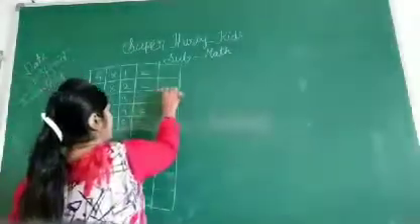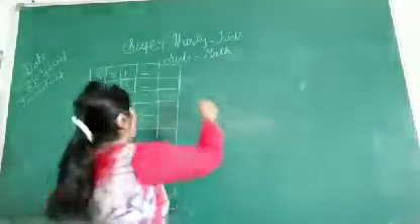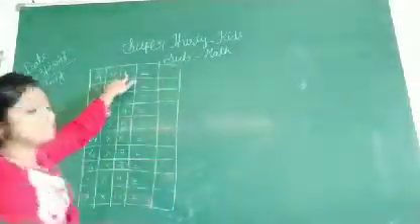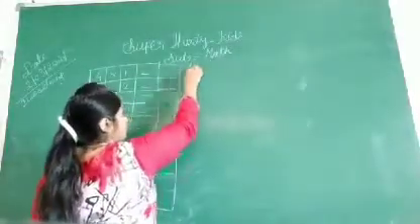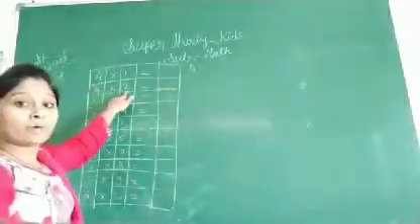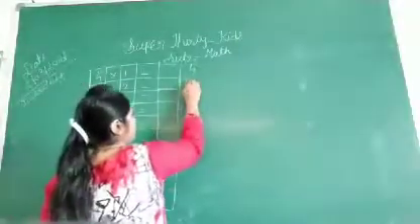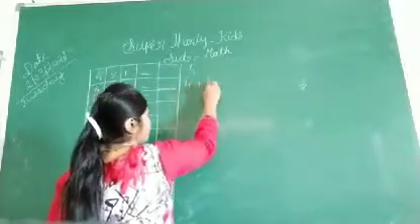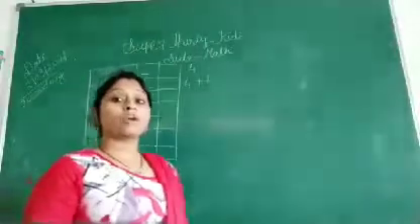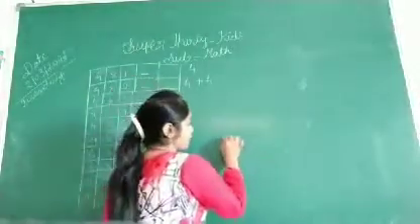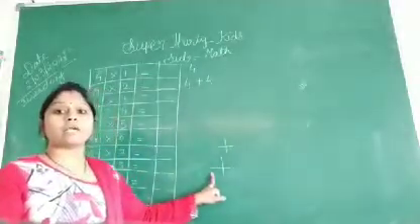Now we will make table of 4 through the addition. Here is only one number, so I write here 4. Here are 2 numbers, so I write here 4 plus 4. We have learned addition, and do you know the sign of addition? Sleeping line and standing line. It is called sign of addition.